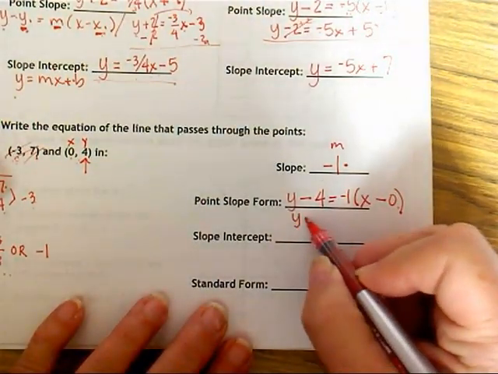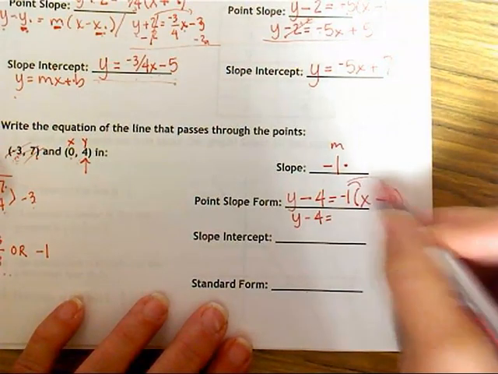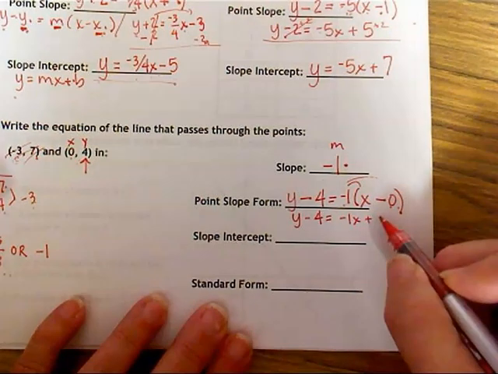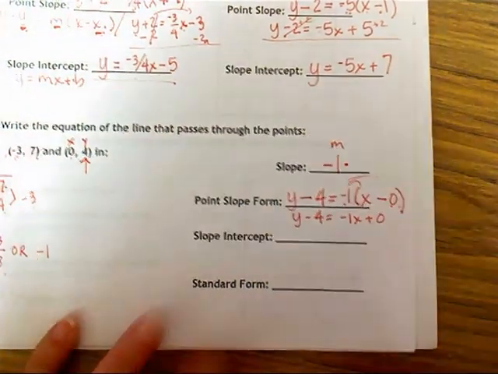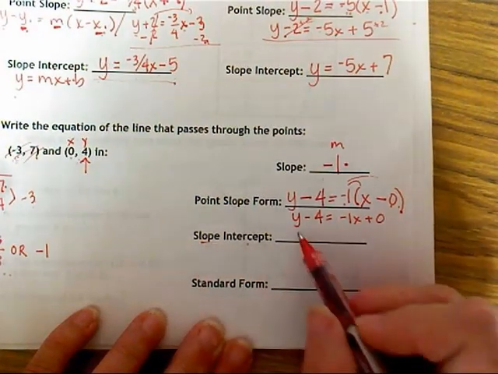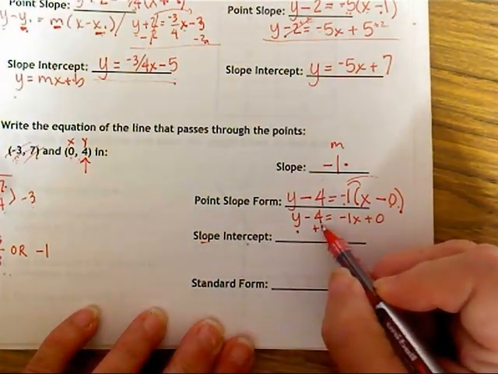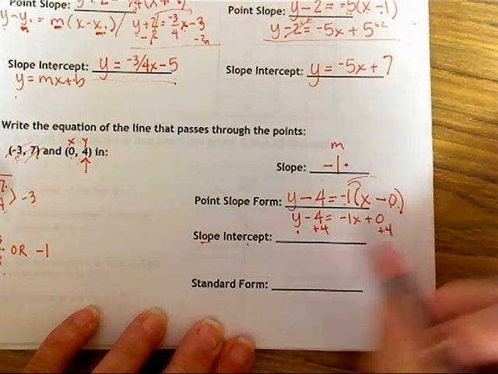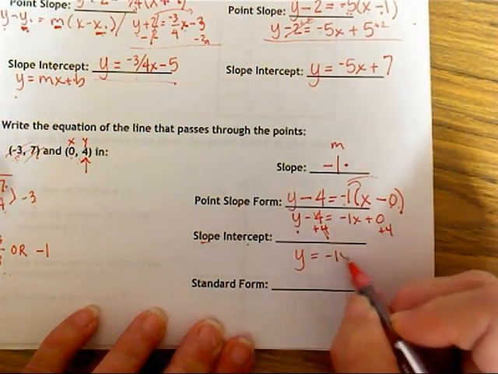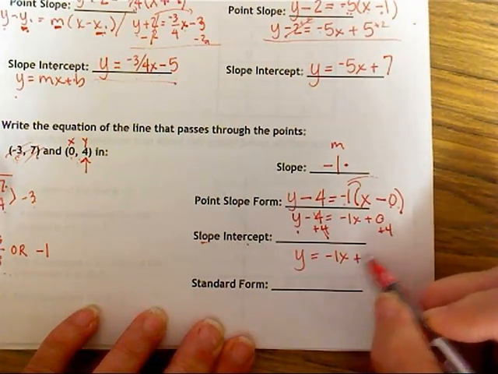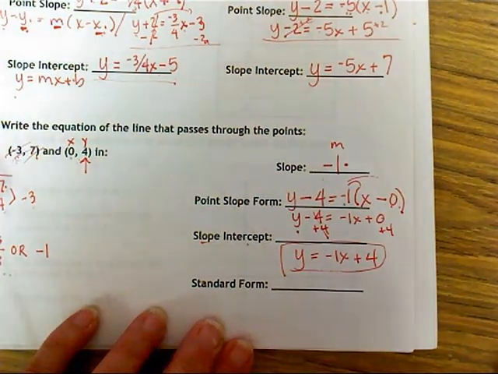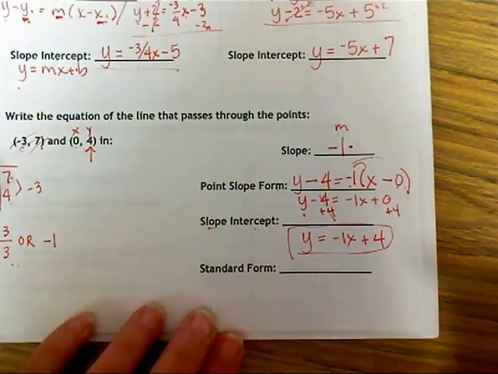So the first thing I'm going to do is -1 times X, and -1 times 0 is still just 0. And again, I do not even have to write that. I'm trying to get it in slope-intercept form, so I'm trying to get the Y by itself. If I just add 4 to each side, these would cancel. -1x, 0 plus 4 is 4. And there's my answer. All right, we're almost there.